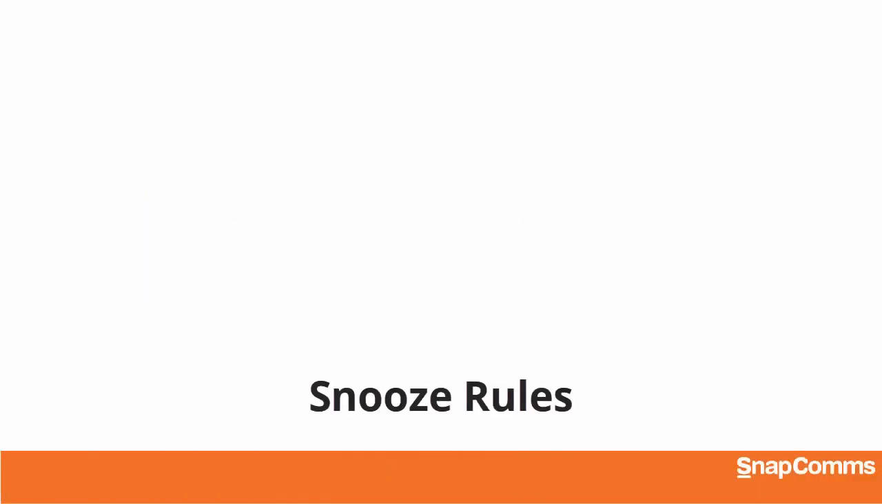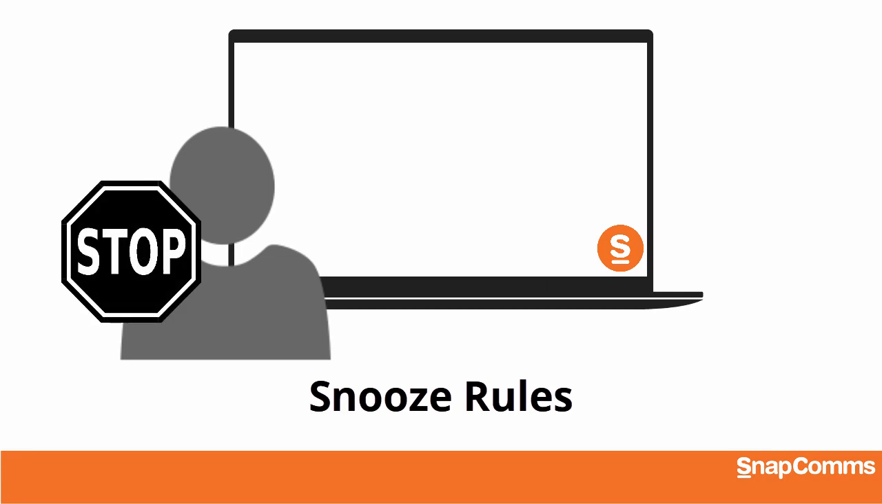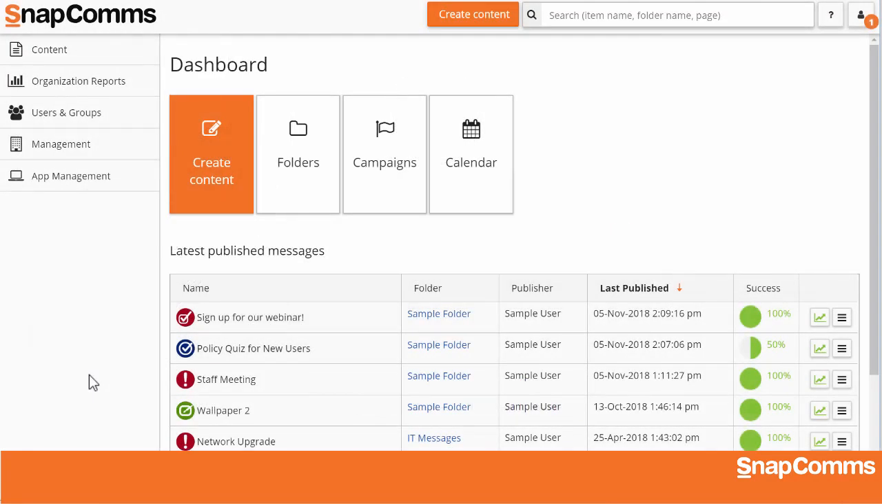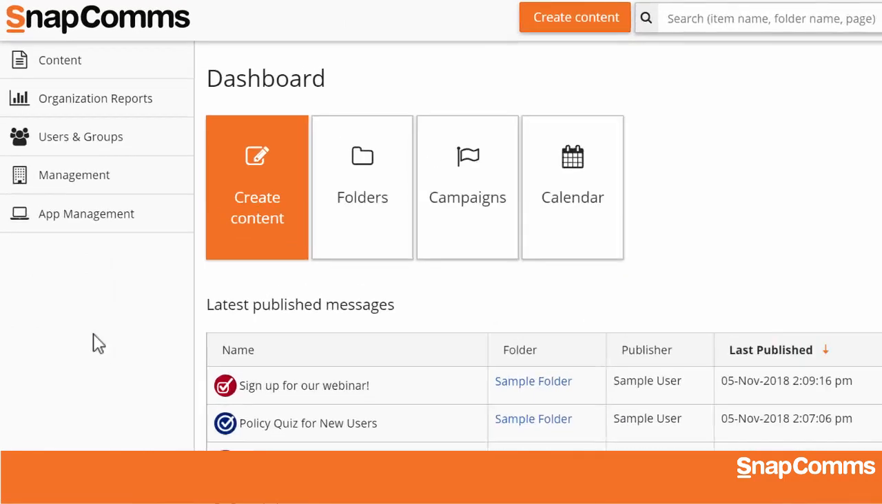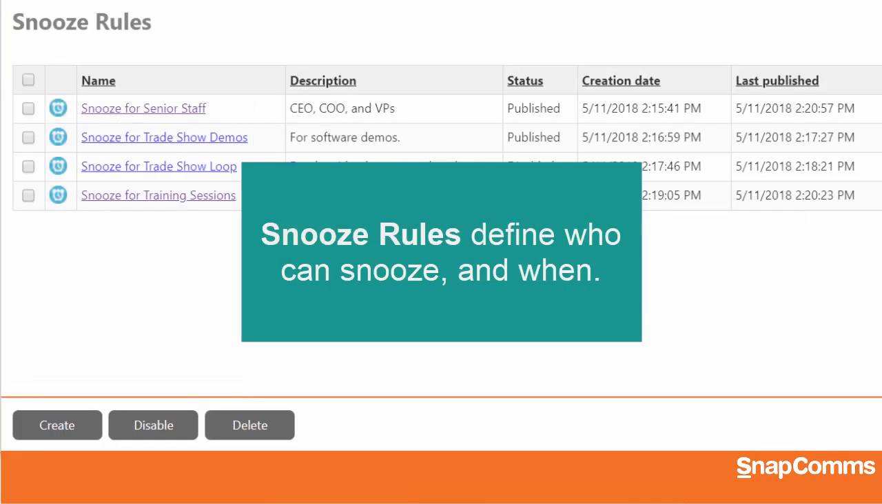With our convenient snooze feature, you can allow selected users to temporarily stop seeing any incoming messages. For instance, so they won't be interrupted while they're giving a presentation. To get started, just log into the Content Manager, go to the Users and Groups section, and click on Snooze Rules. These rules define which users or groups will have access to the snooze option and when.